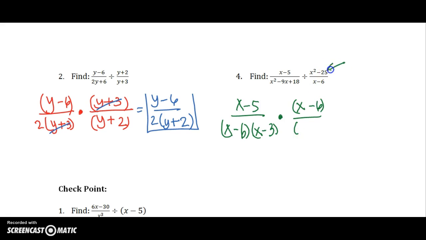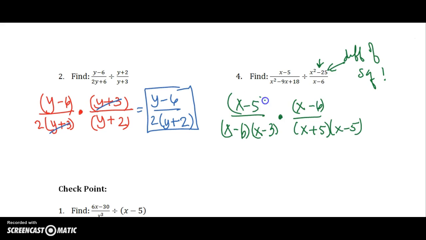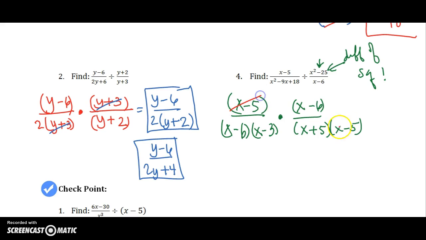And here we have a difference of squares. Remember that? X plus 5, x minus 5. The middle terms here canceled out. All right, let's simplify. X minus 5 cancels with x minus 5. X minus 6 cancels with x minus 6.